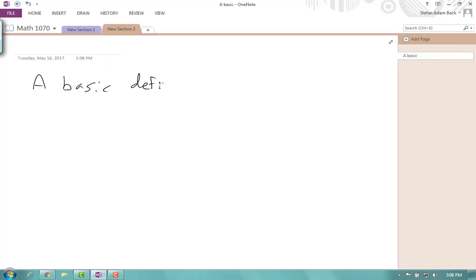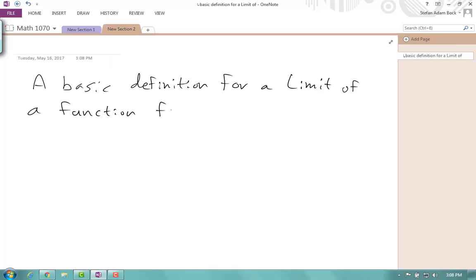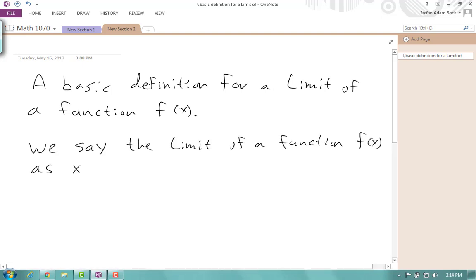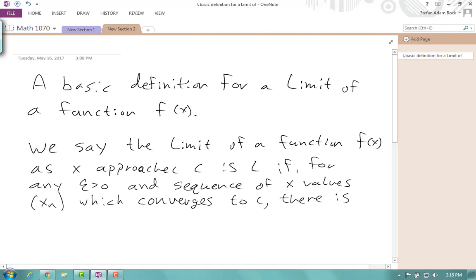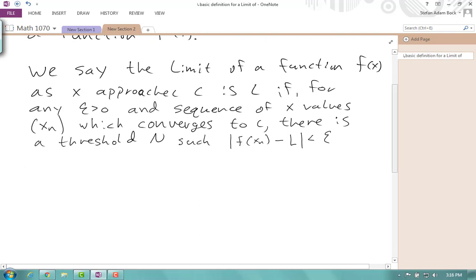So a basic definition of a limit of a function f of x. We say the limit of a function f of x as x approaches c is L if for any margin of error epsilon and sequence of x values, x sub n, which converges to c, there is a threshold big N such that the sequence of function evaluations f of x sub n minus L is less than epsilon. The sequence of function evaluations converges to L. And this is how we want to think about most of our limits.